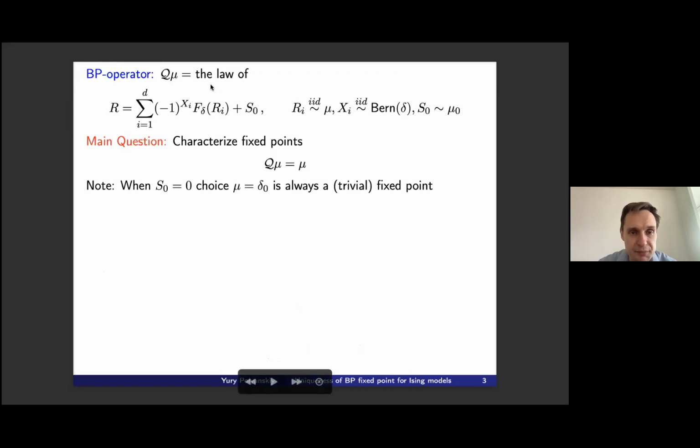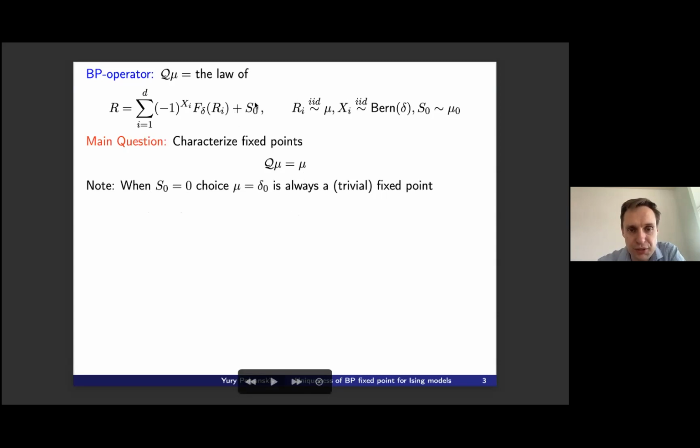Okay, so now once we define the BP operator, and again, I will restate this multiple times, this is our definition. So the main question that we are interested in is in characterizing its fixed points. This is a map from probability measures to probability measures. So we are interested in solving this equation, Q mu equals mu.